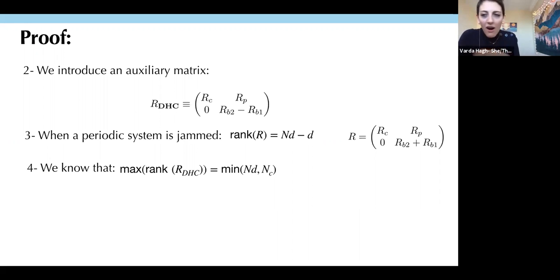So all we can say about the rank of this RDHC matrix is that the maximum number it can have is the minimum of the number of columns and the number of rows. Because this RDHC has basically the same dimensions as R, the number of columns and rows are just ND and NC. So all we can say right now is that its maximum is the minimum of ND and NC.